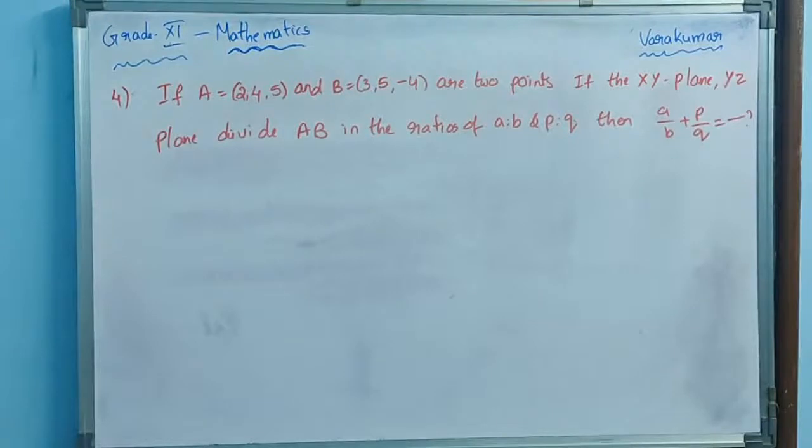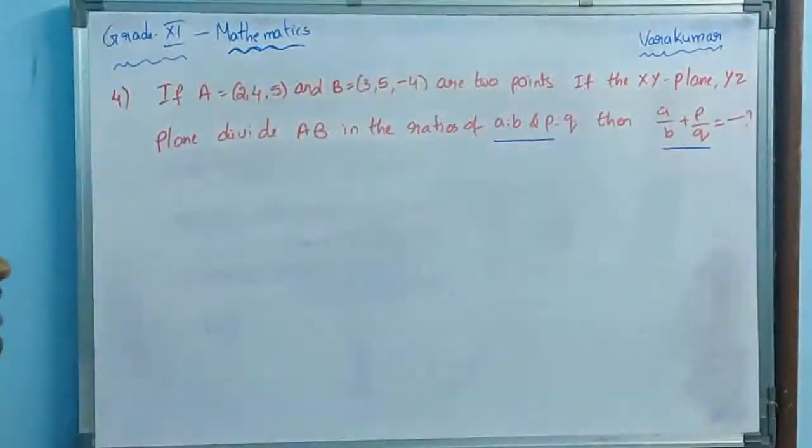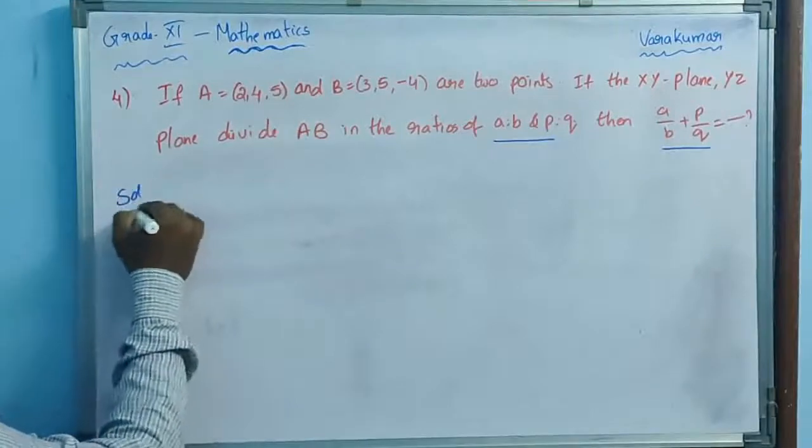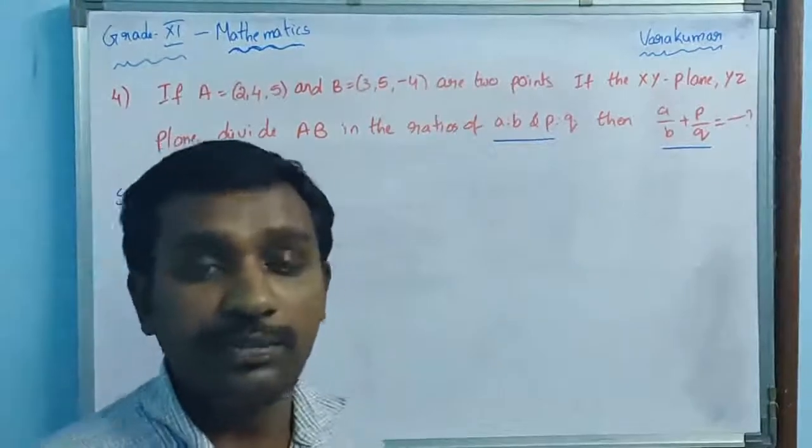If A is equal to (2, 4, 5) and B is equal to (3, 5, minus 4), or any two points joined by a line segment, if the xy plane and yz plane divide the line segment AB in the ratios a is to b and p is to q, then he is asking us to find the value of a by b plus p by q. See, for this you compulsorily need to know the formula, otherwise you are supposed to go for a prolonged in-depth answer.